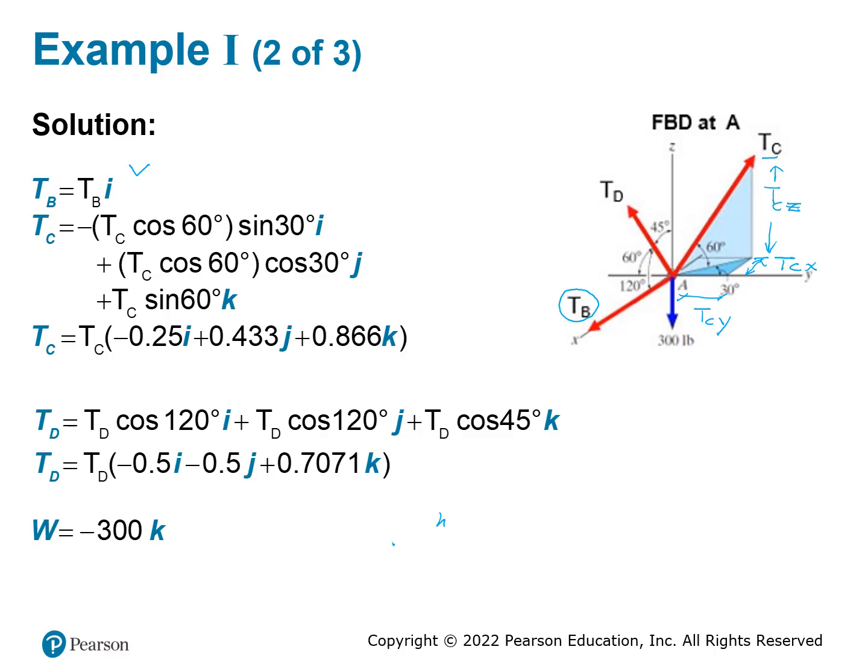Let's look at T sub C at z. That's easier because we know the amount of T sub C here, which is the hypotenuse of a triangle, the triangle formed by this one here, this one here, and this one here. And the side opposite the 60 degree angle is our T sub C at z. That is equal to T sub C multiplied by the sine of 60 degrees. So T sub C times sine 60 degrees is your z component, and that's k.